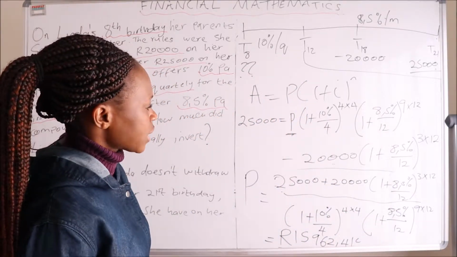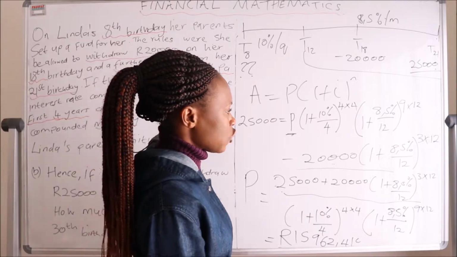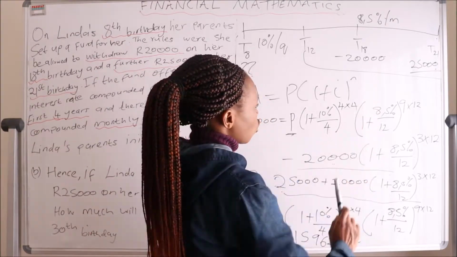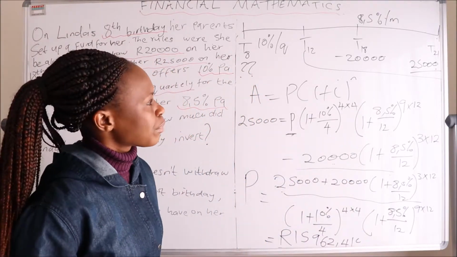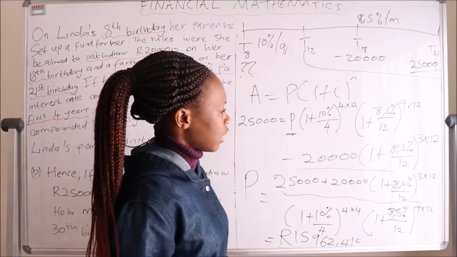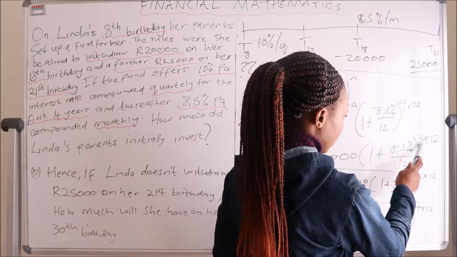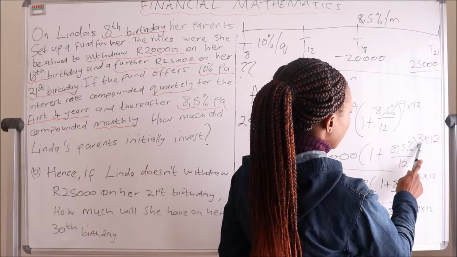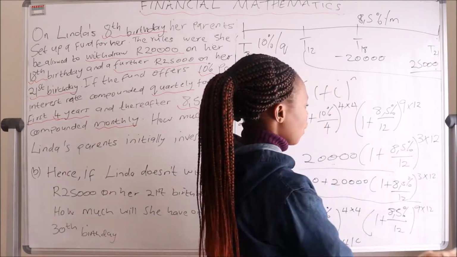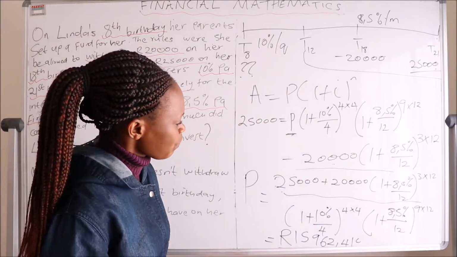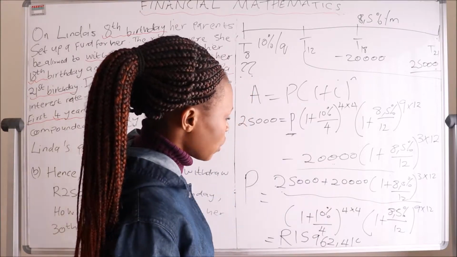And then we subtract the withdrawal together with its interest. Remember, the withdrawal happened on her 18th birthday, so that means it was 3 years before the end of the account. So we subtract the withdrawal together with its interest for 3 years. Alright, and after that, that's what we have.